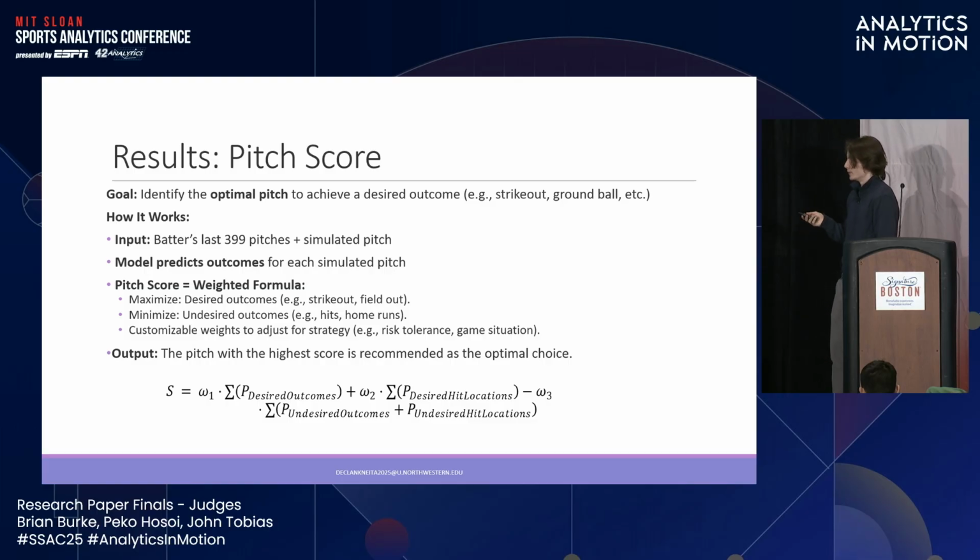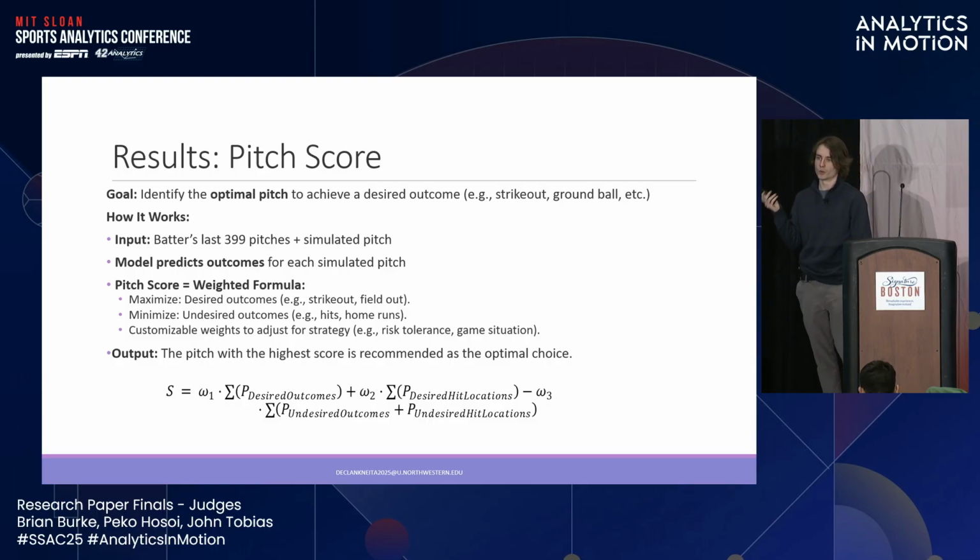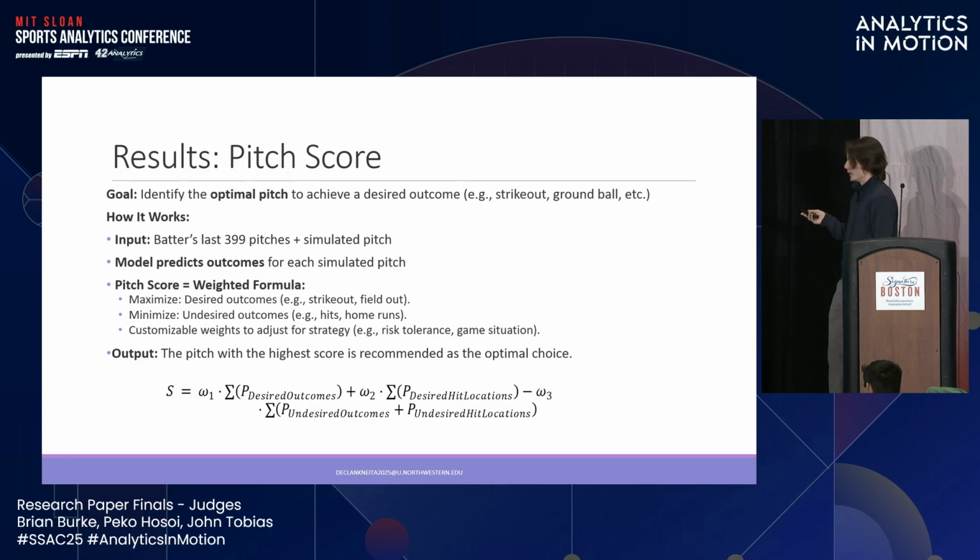Once we have the model's predictions, we could use just a simple formula to create a score for each of those pitches. In our case, we're just going to use a very simple weighted sum for our score. There's going to be a term that's trying to maximize some desired outcome that we have, so think like strikeout or field out. There's going to be a term trying to maximize some desired hit location, like if we're trying to get the batter to ground out or something like that. And then there's also going to be a negative term that's trying to control for some risk, trying to minimize events that we don't want to happen, like a home run.